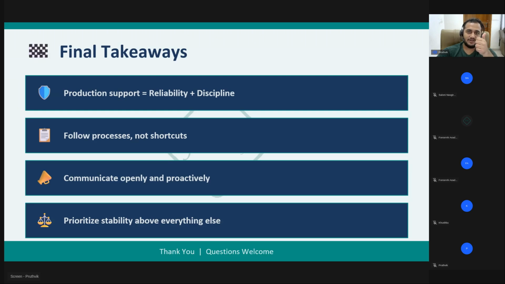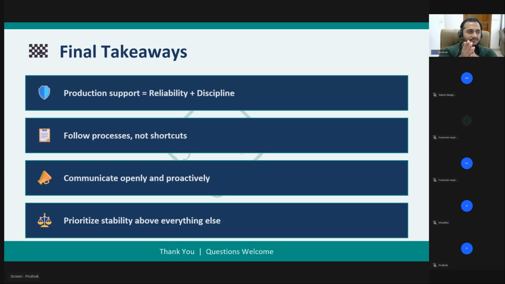So do not keep everything to yourself. You should communicate it effectively to everyone, so they are aware of what you do, and you understand more things out of communicating it with them. Okay, so these are three things. And finally, stability of the system should be prioritized over any shortcut or any quick fixes which you can give, right?